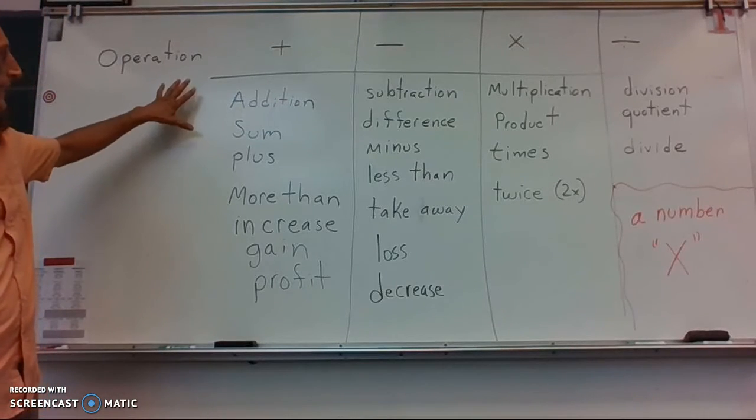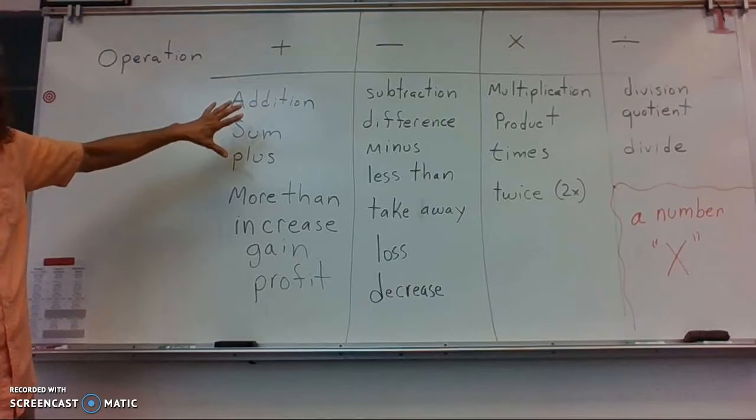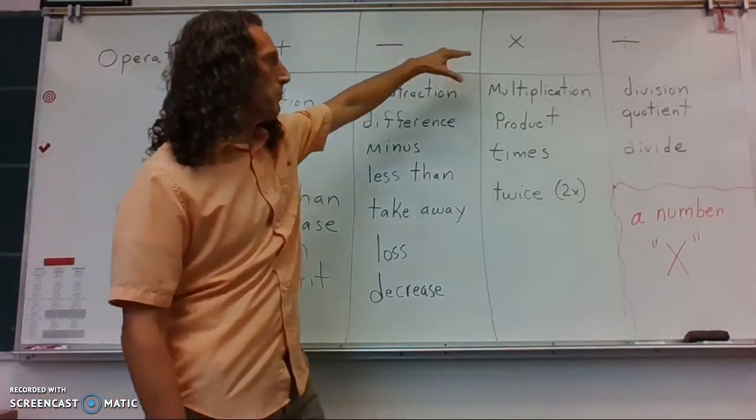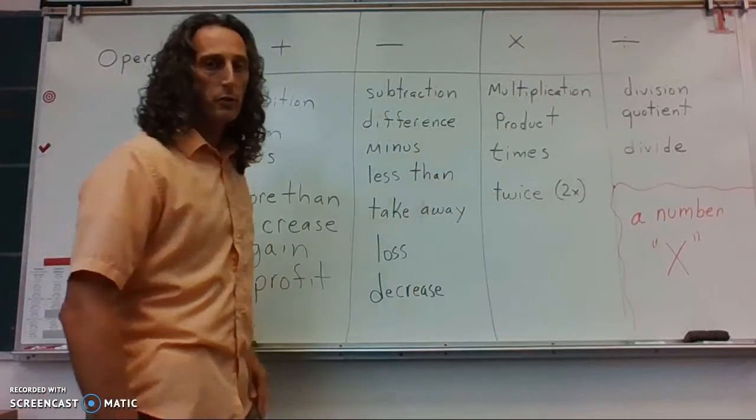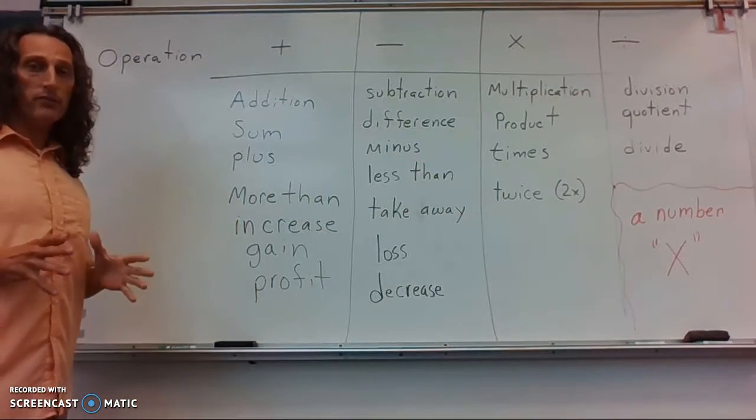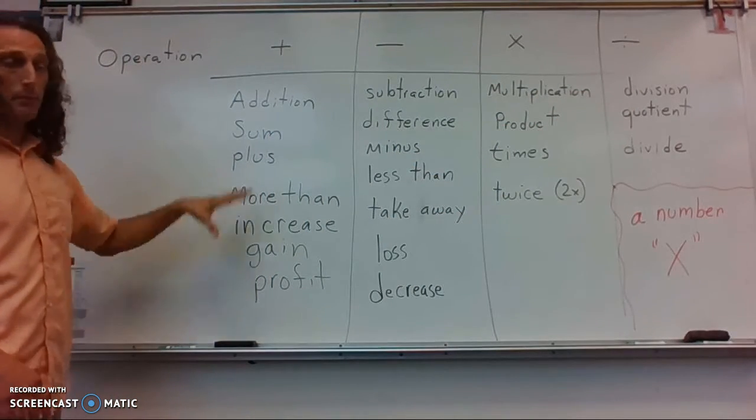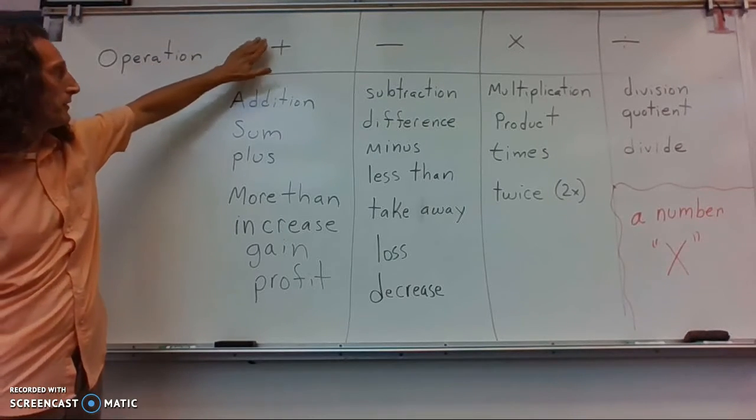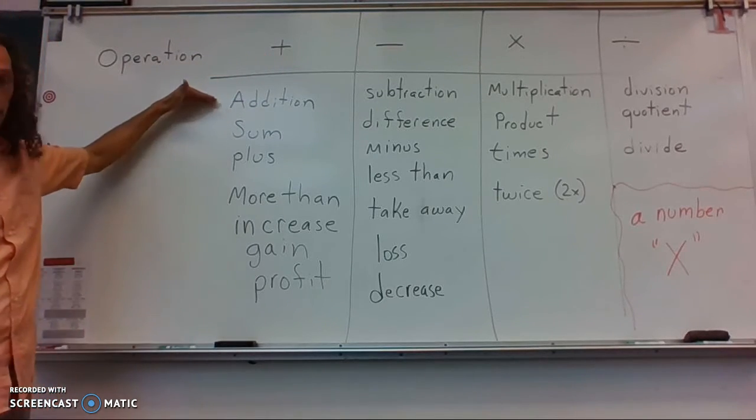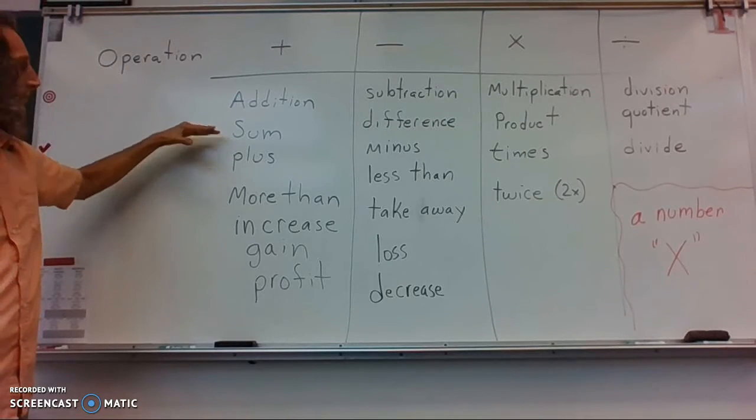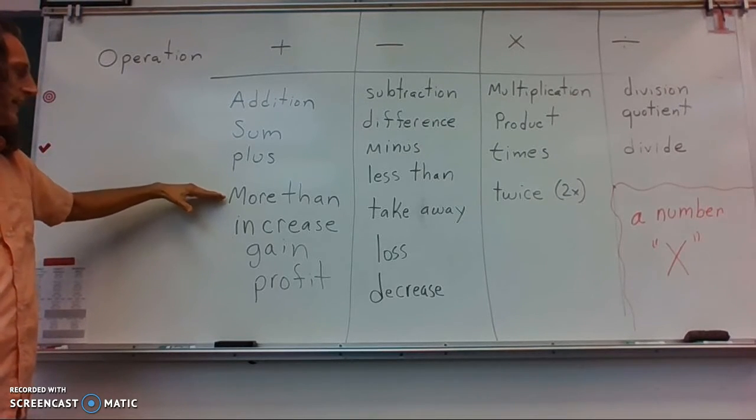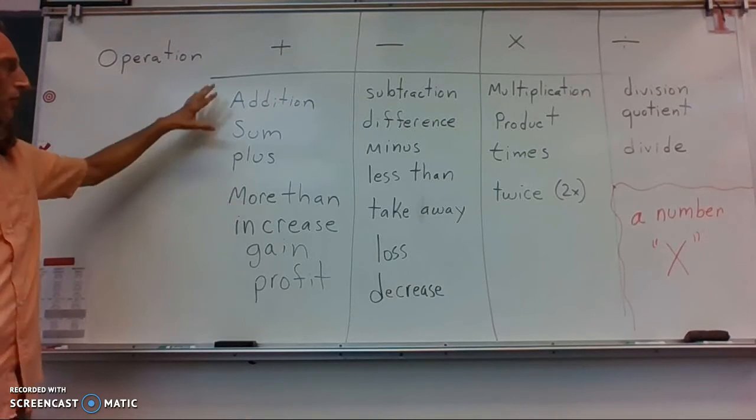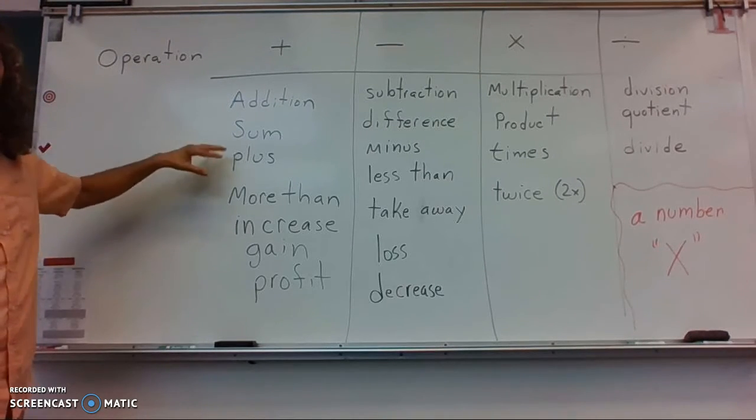As you can see, I now have a table that I put on the board, and here are your four main operations: addition, subtraction, multiplication, and division. What you want to do is hit pause on the video right now and copy this down. Alright, that's done. Under addition, we have the word addition, obviously, sum, plus, more than, increase, gain, and profit. All examples of words that mean addition.